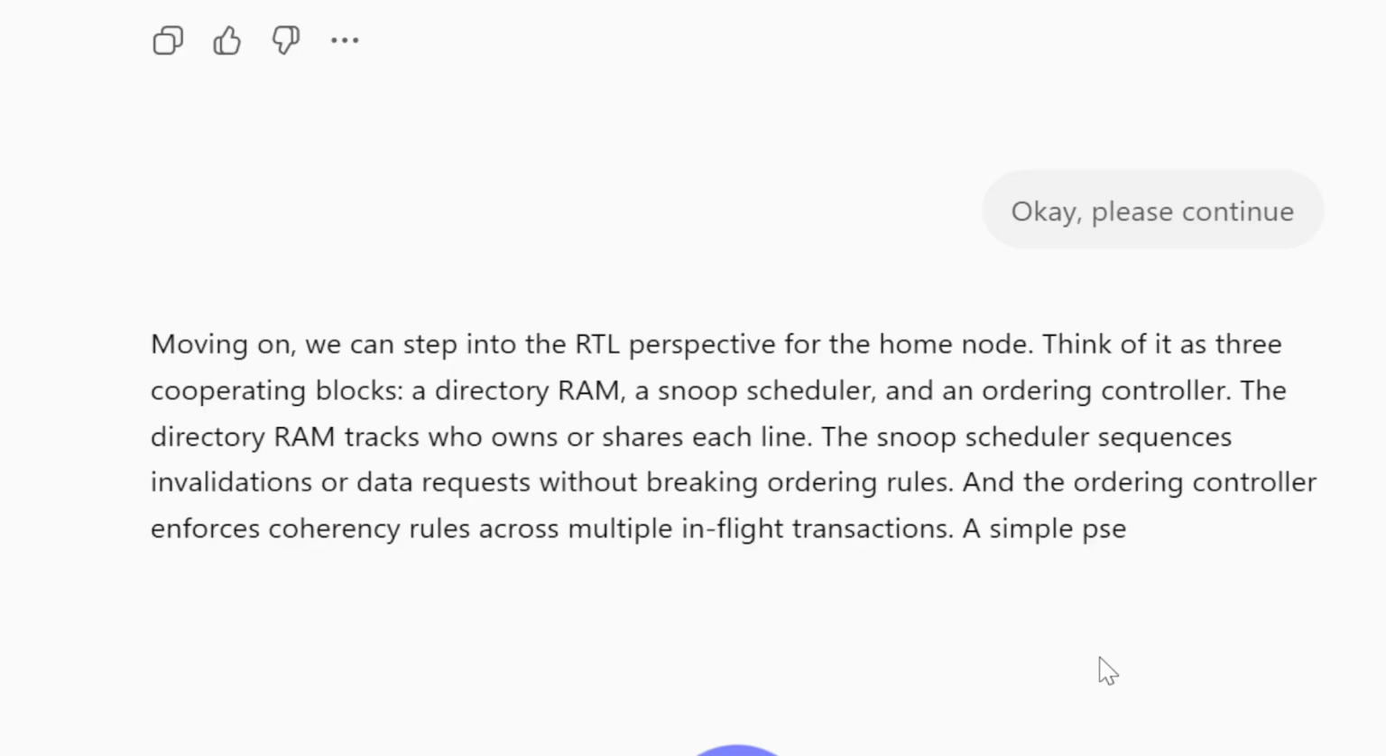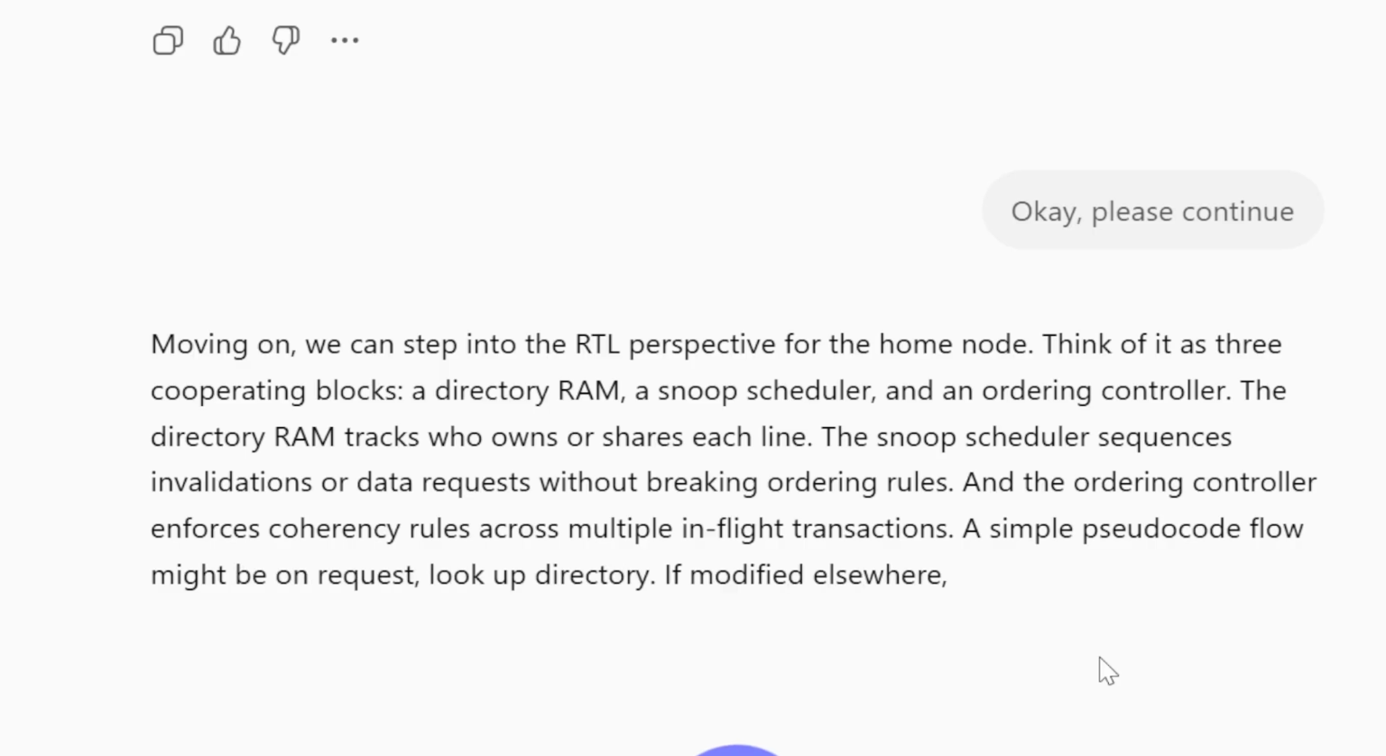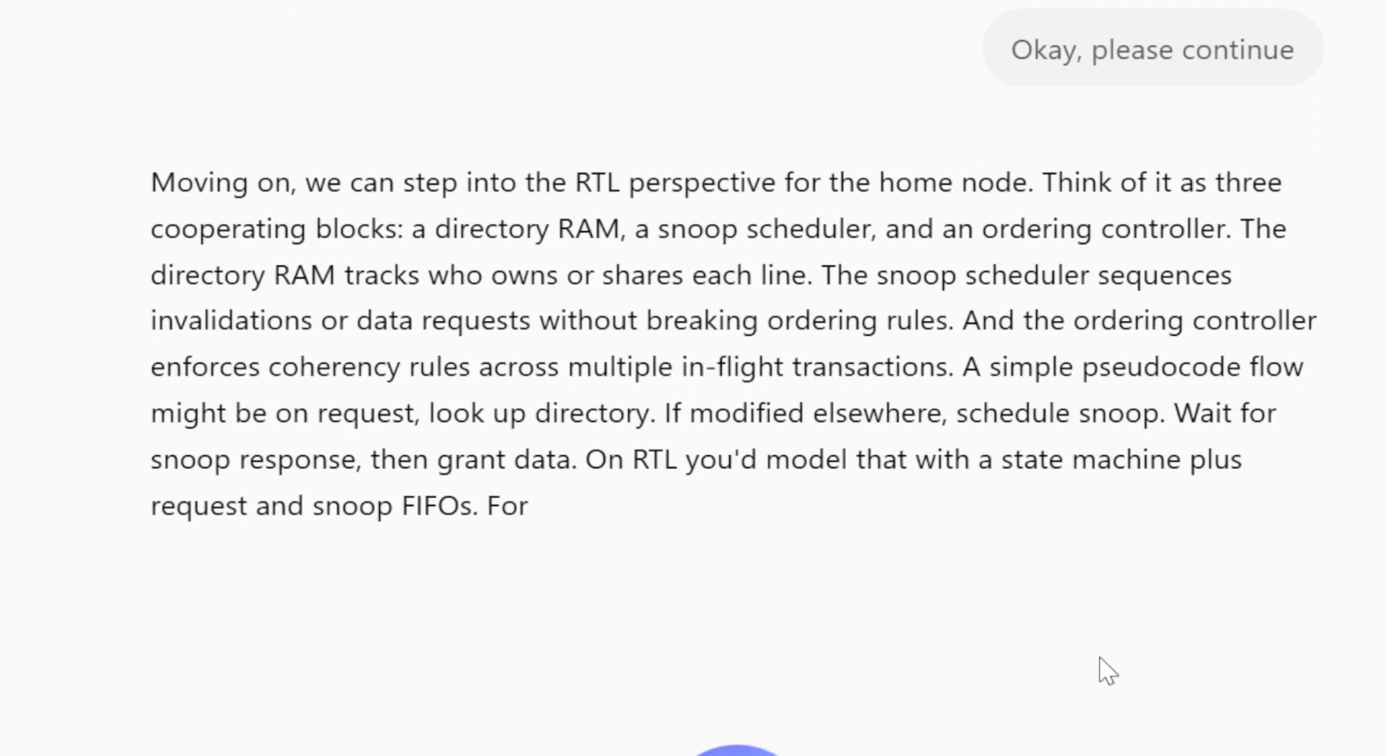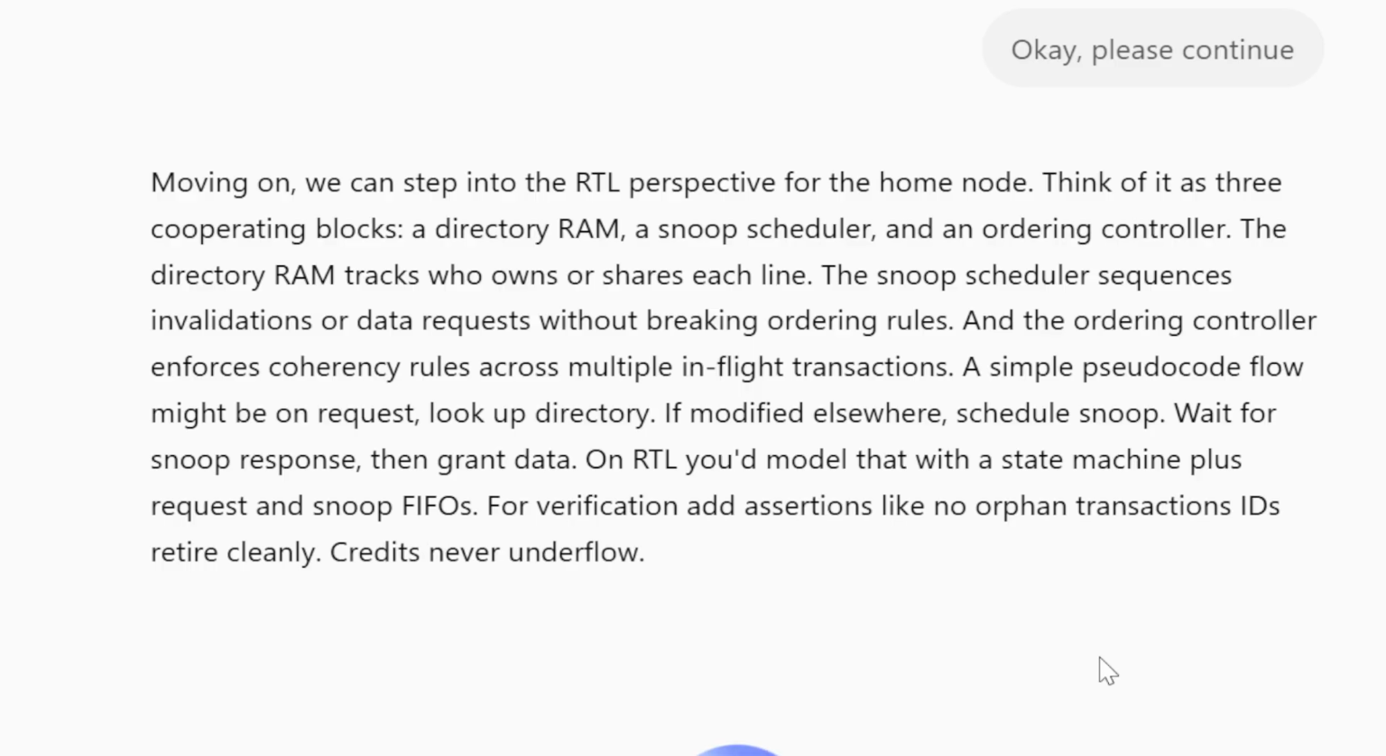A simple pseudocode flow might be: on request, lookup directory. If modified elsewhere, schedule snoop. Wait for snoop response, then grant data. In RTL, you'd model that with a state machine plus request and snoop FIFOs. For verification, add assertions like no orphan transactions, IDs retire cleanly, credits never underflow, snoop responses align with directory state. That's the core proof strategy.